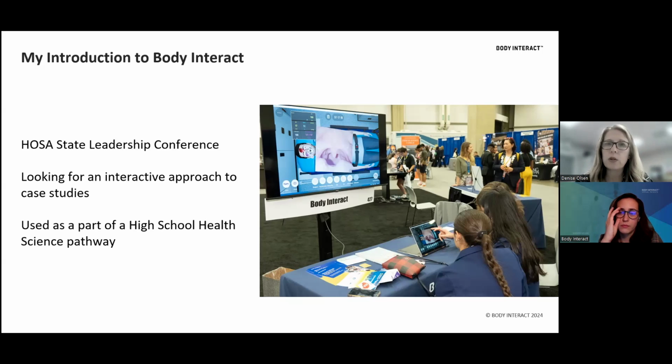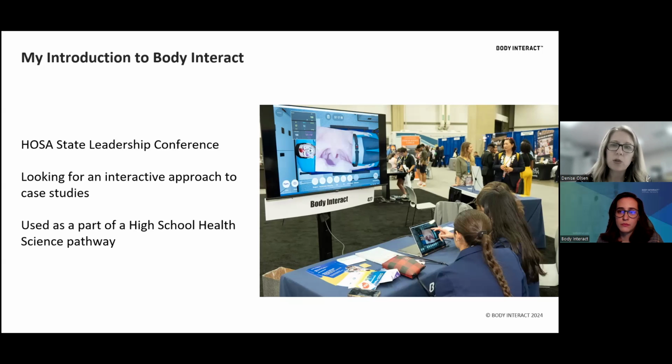The things that they learn in their medical science 1 and medical science 2 classes actually prepare them for their capstone classes. And being able to see the different scenarios in Body Interact, I feel, helps them to understand what's going on in a hospital or a clinic setting more because they're familiar with the terminology, the lines and the tubes, the specialists, all those things that they get exposed to.